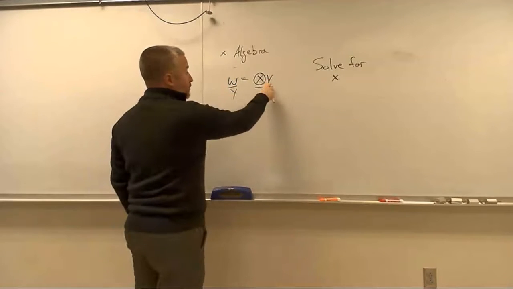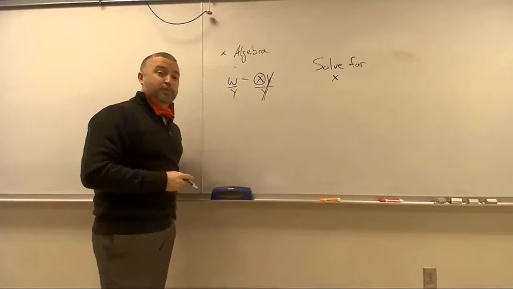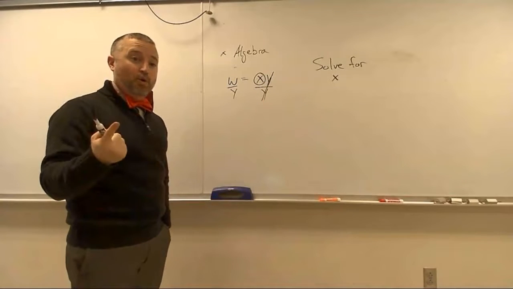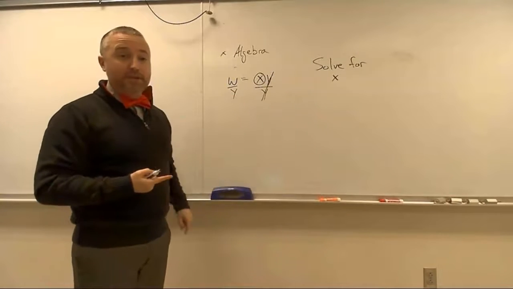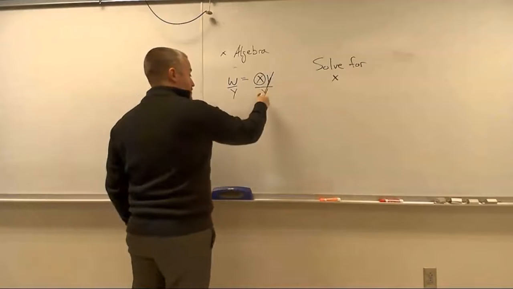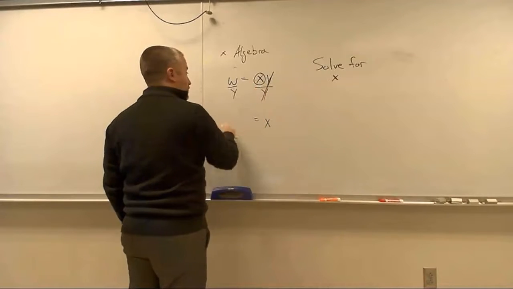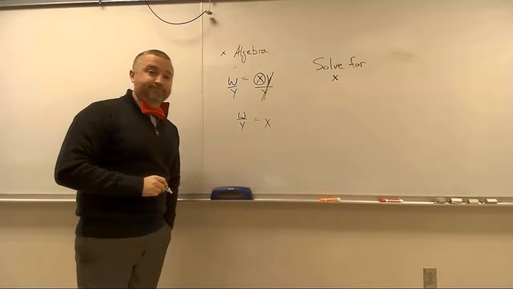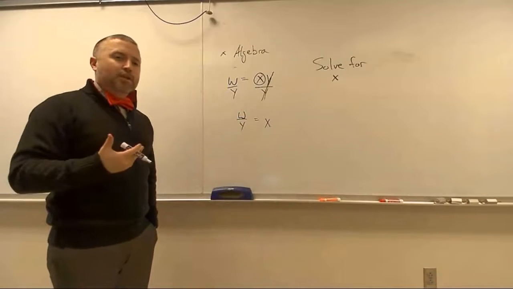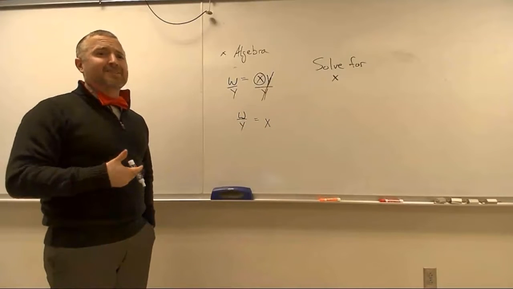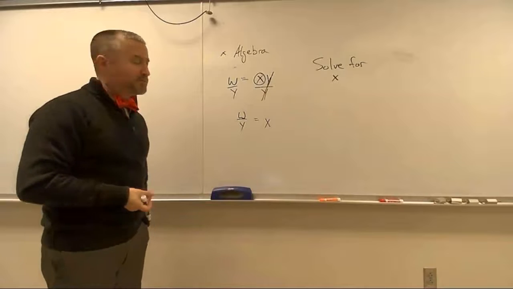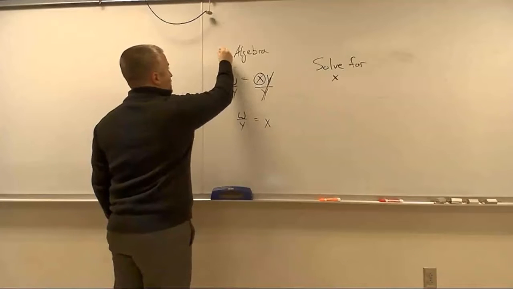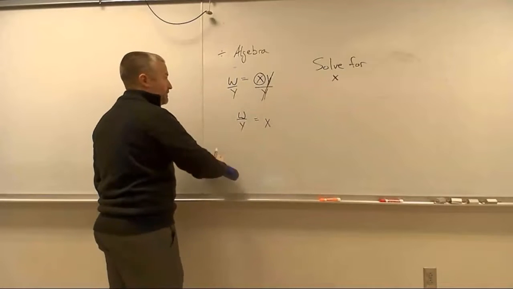This side, since we have 1 on top and bottom, will cancel because y divided by y is 1, leaving us with just x. Now I rewrite. This just has x equals w divided by y. That's it. The last piece of this puzzle is a little bit complicated. Let's talk about division algebra.